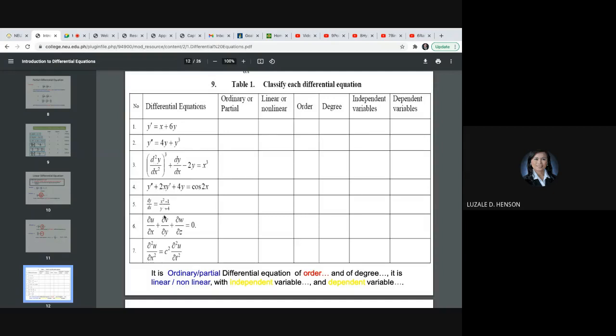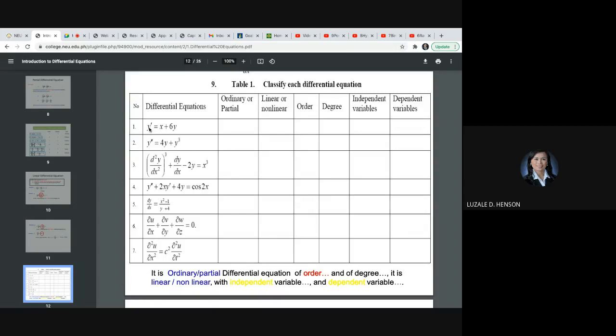Ordinary, ordinary, ordinary. Partial, partial. Alright? These two are partial derivatives because of the symbol. This is where you will get confused. Linear or non-linear, later. How about order? Well, you look at the derivative. dy dx, order 1. dy dx squared, order 2. This is order 2, right? This is order 2, order 1. This is order 1, order 2.